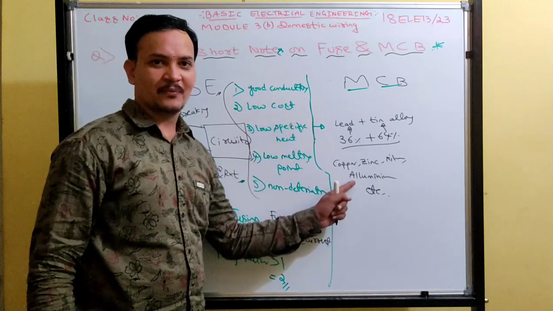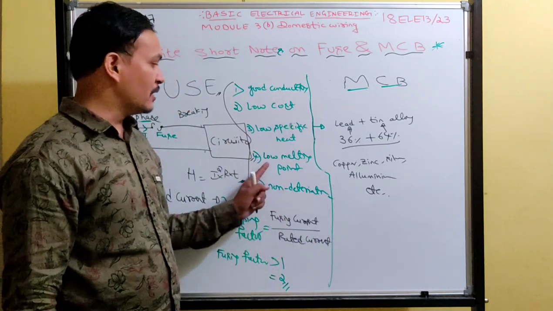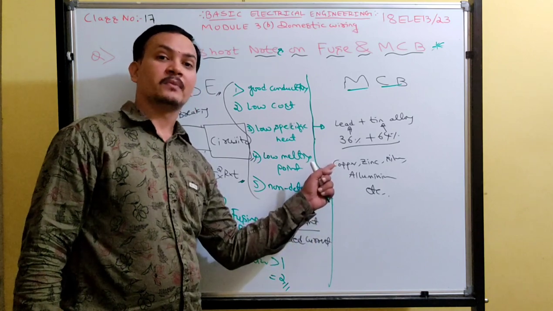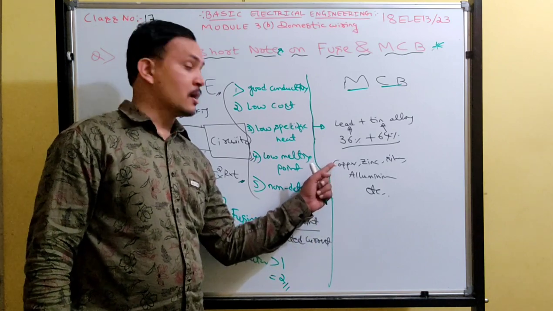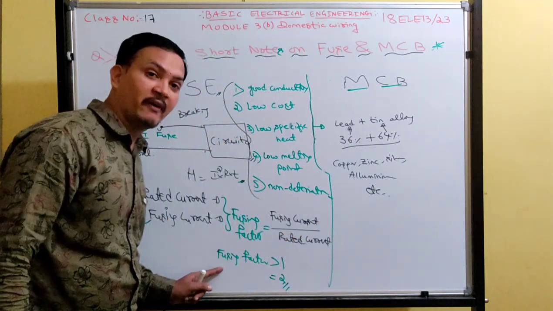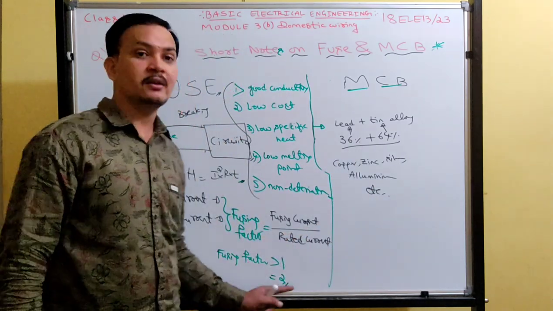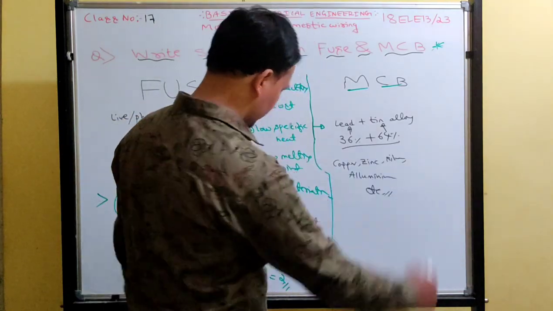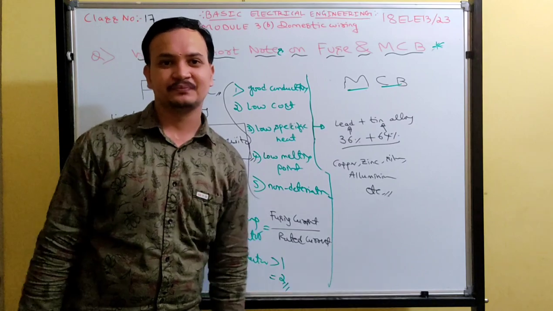If I take aluminium, what is the desirable? Aluminium has a low melting point compared to copper. But all these materials should match the fusing factor also, which should be more than 1. I hope this much is sufficient to write about fuse.